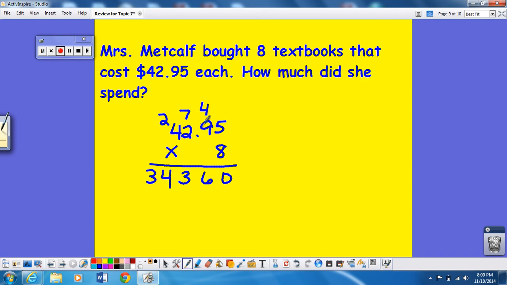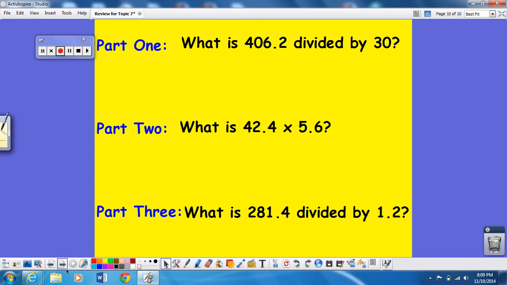Now let's go back and count. There are 2 numbers after the decimal in the whole problem, so I need 2 numbers after the decimal in the answer. And remember, this was money. $42.95 times 8 is $343.60. Okay, I know this was quick, but I feel like we're ready for this.